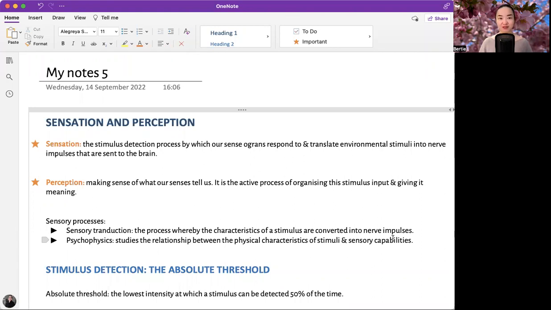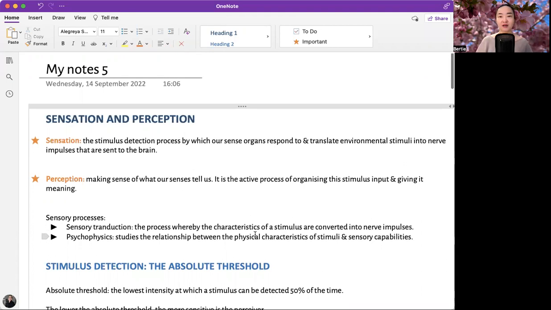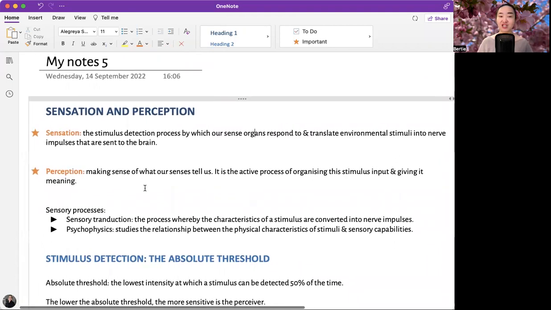Sensation and perception. Sensation is the stimulus detection process by which our sense organs respond to and translate environmental stimuli into nerve impulses that are sent to the brain.